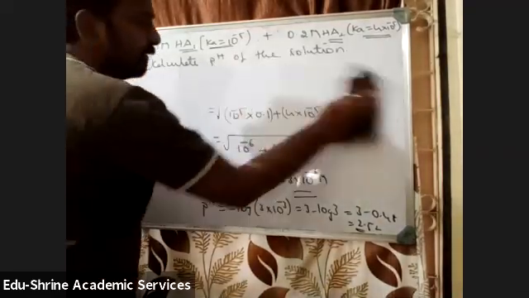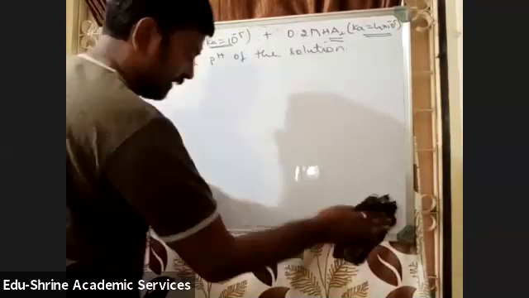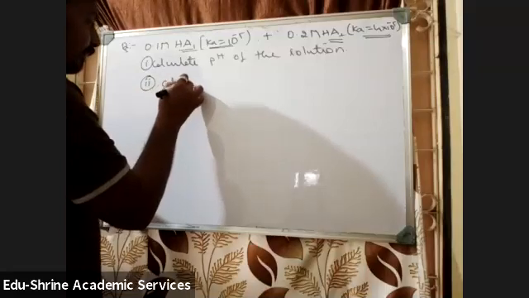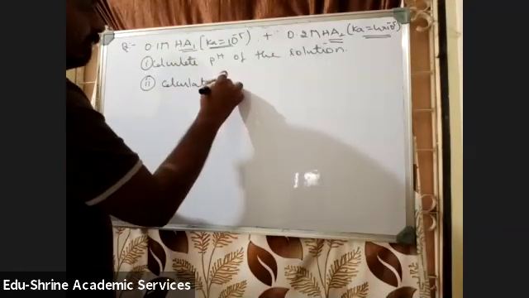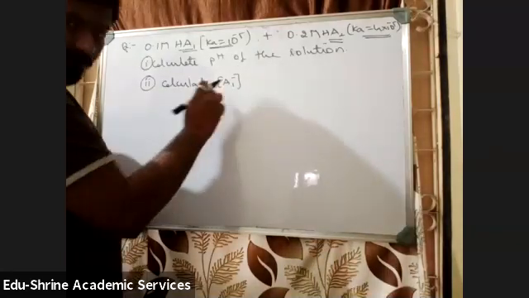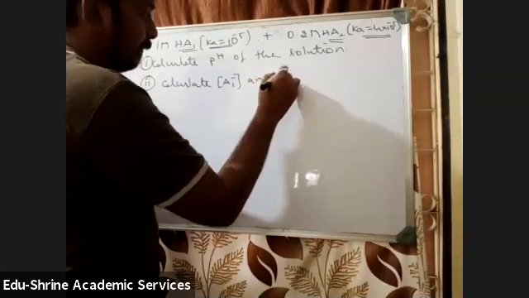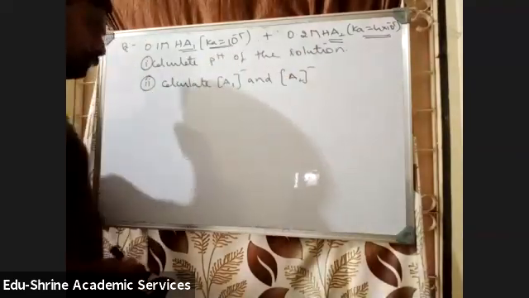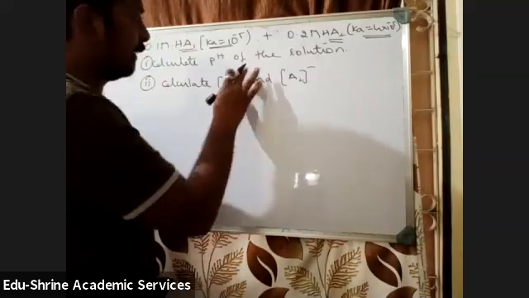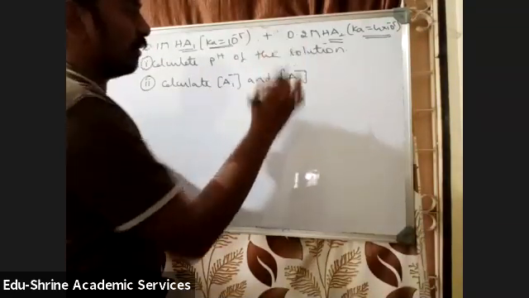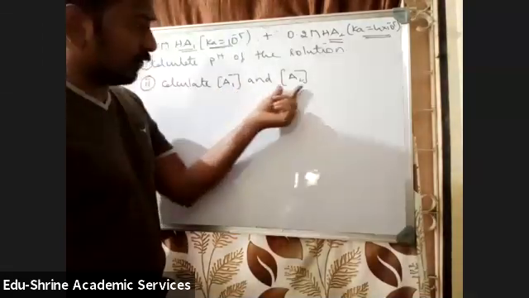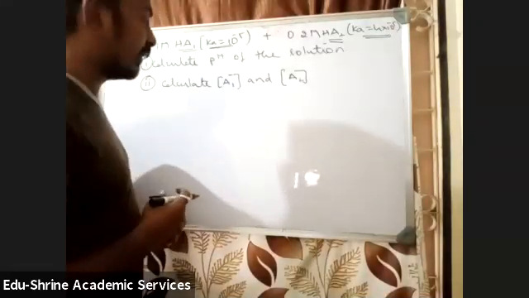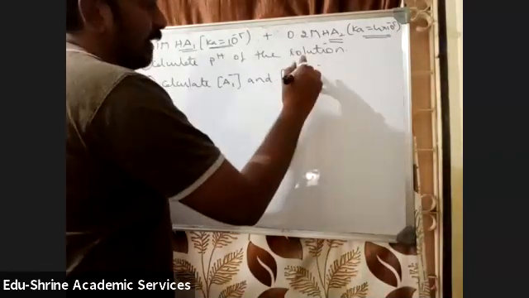Now the second part of the same question: calculate the concentration of A1 minus ion and the concentration of A2 minus ion. This bracket represents molar concentration. So in this way also the question can be asked.